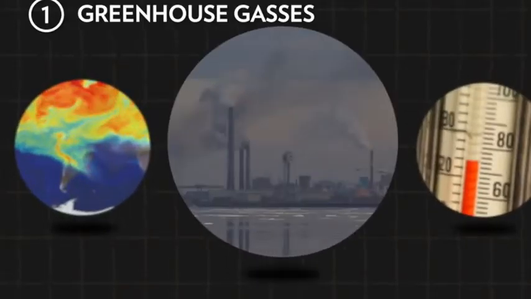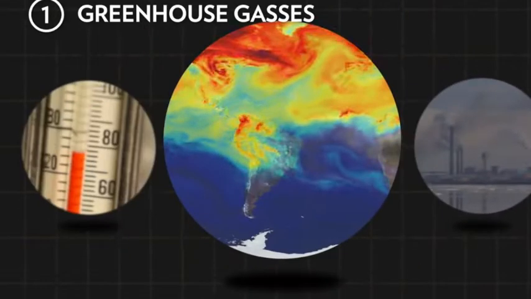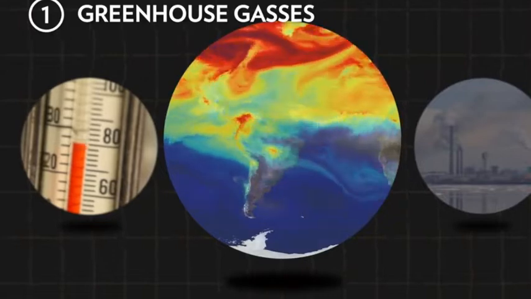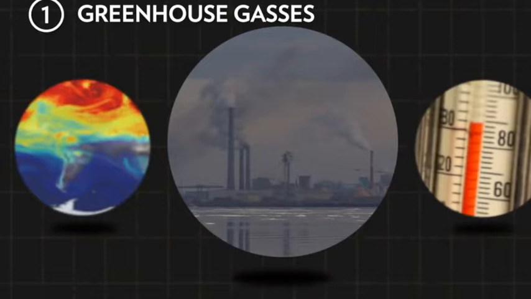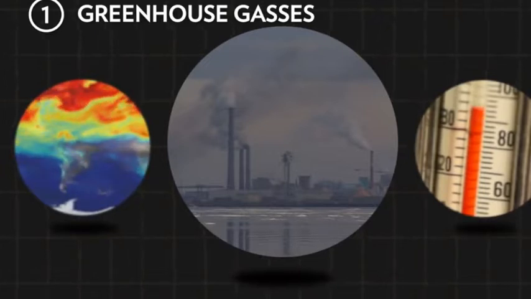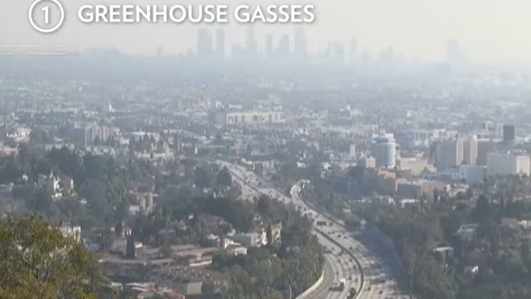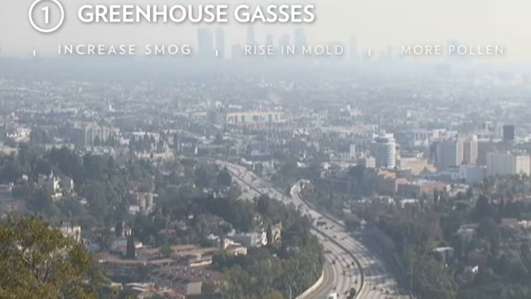This creates a cycle where air pollution contributes to climate change, and climate change creates higher temperatures. In turn, higher temperatures intensify some types of air pollution.